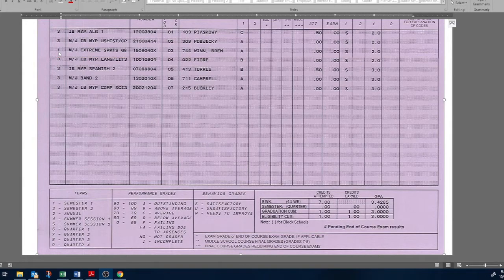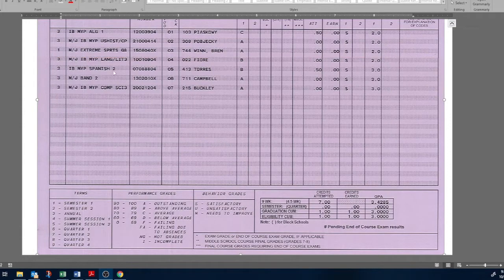1 means it's a semester course, first semester. 2 means it's a second semester course. And 3 means it's a year-long course. You can see here that there are 2 high school level courses on this particular student's middle school transcript. So it does not have the MJ in front of it.